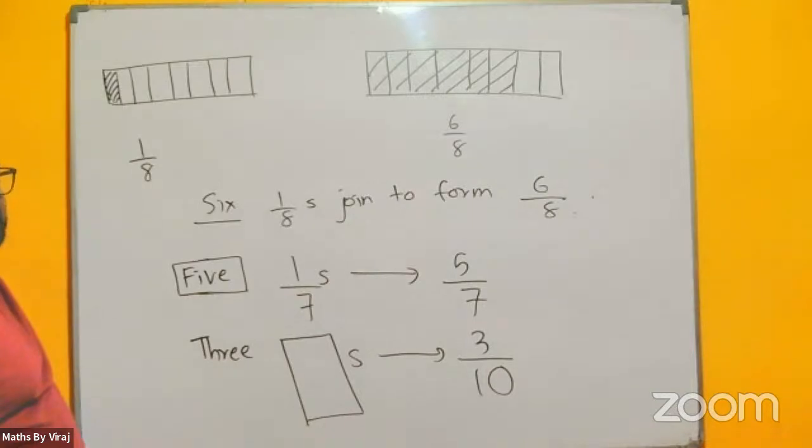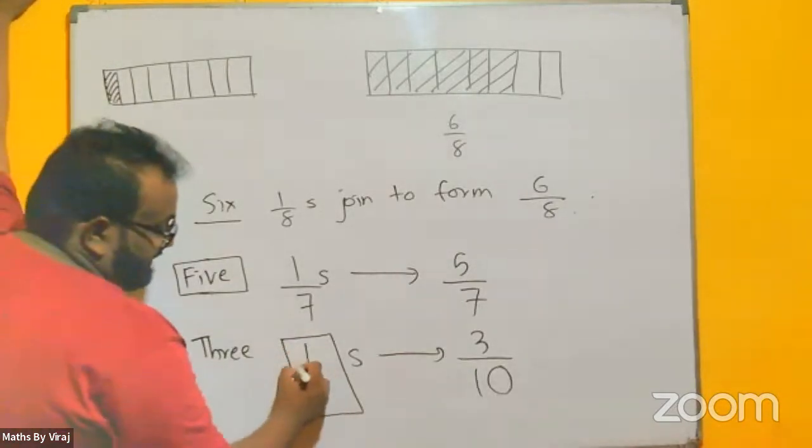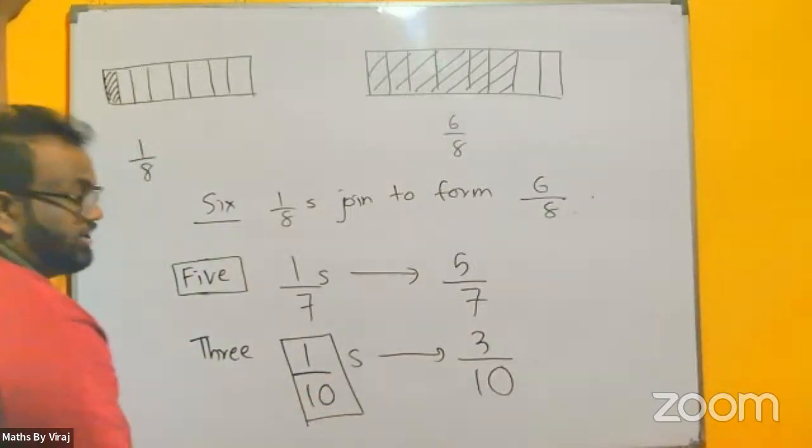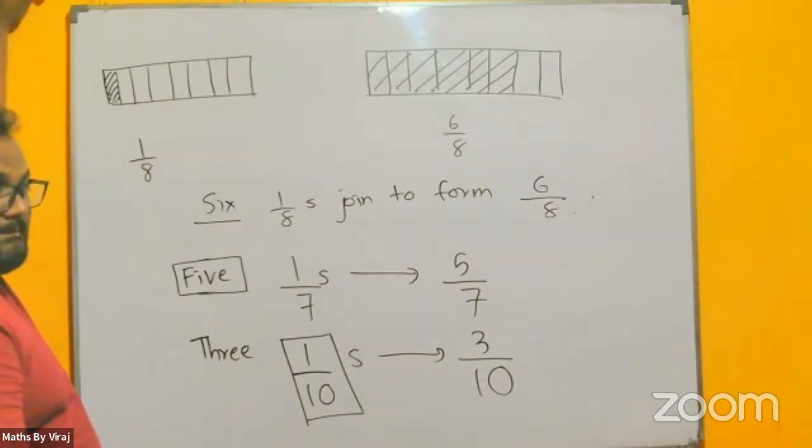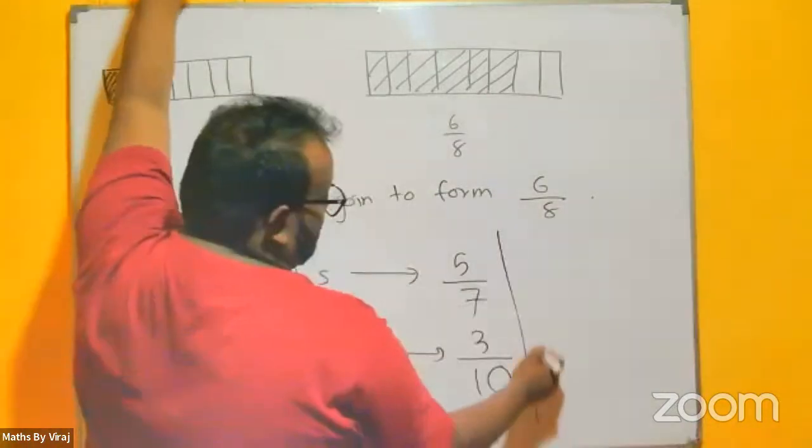3 what fractions join to form 3 over 10? 1 over 10. Very good. 3 1 over 10s join to form 3 over 10. Is that clear? Yes or no? Now let's look at this.